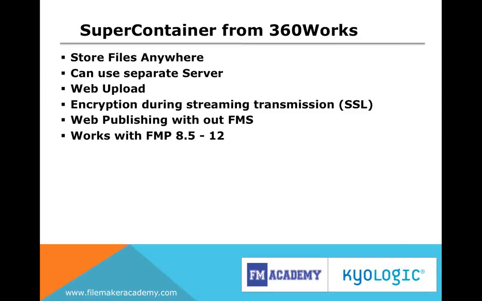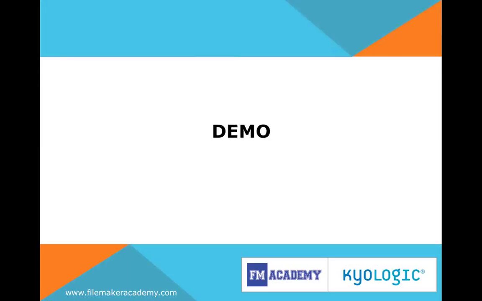So if you're dealing with large archives of images, in the hundreds of gigabytes range, you can place them on their own server, so your bandwidth and your drive space on your FileMaker server are not being taken up by these container fields. Also, you can upload images with the web, and SuperContainer can do SSL streaming encryption. So if you do need streaming and encryption, you can still do that with SuperContainer. And of course, SuperContainer works with FileMaker 8.5 through 12, basically anything with a web viewer.